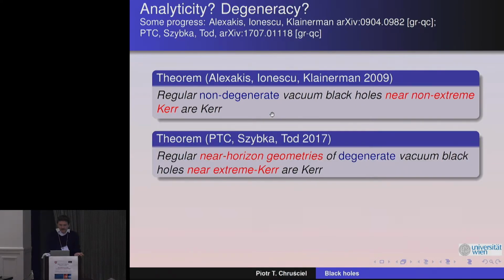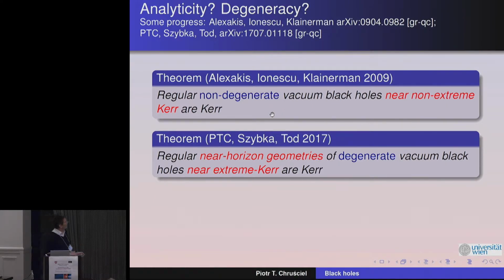Now this is about analyticity. There's more recent progress concerning the degeneracy condition. I don't have time to explain what a near horizon geometry is, but these degenerate black holes have some nice properties that you get equations for the metric on the horizon, and that's called the near horizon geometry. And understanding the solution of this equation is the first step to understand the global solution.